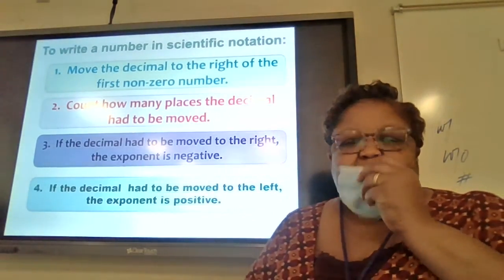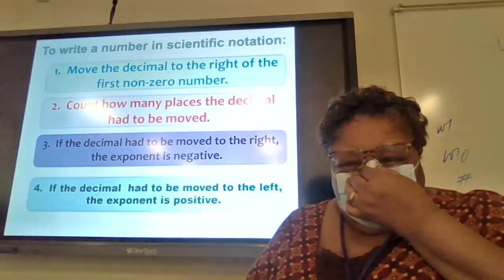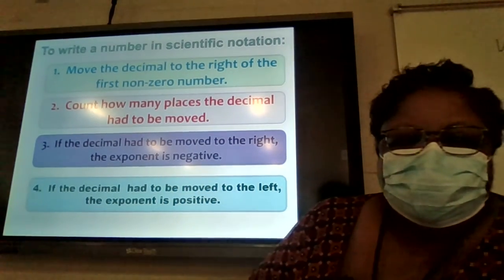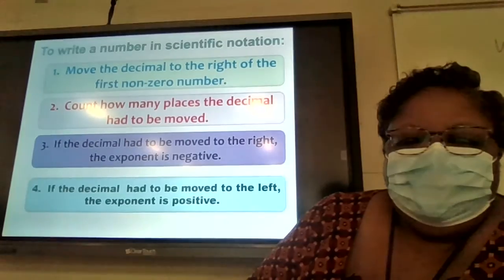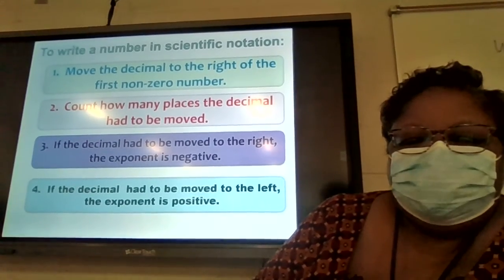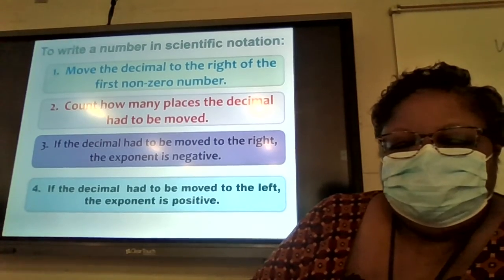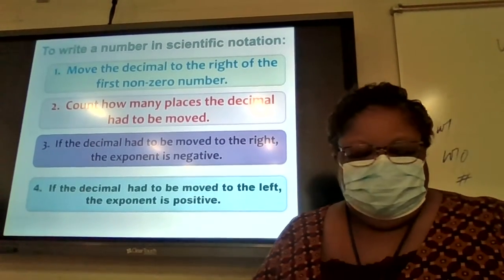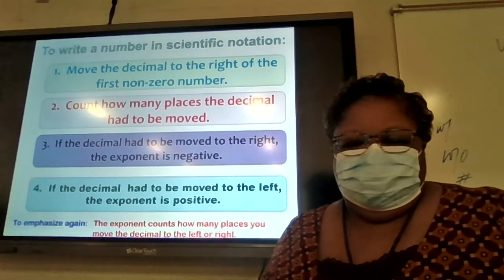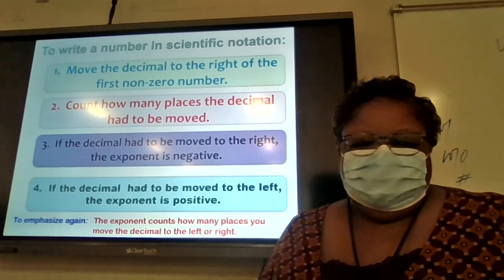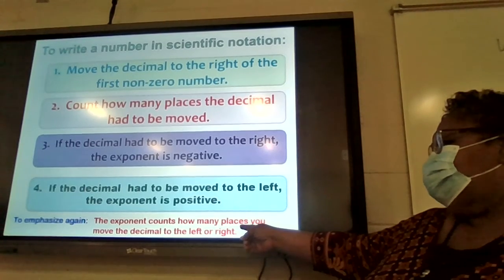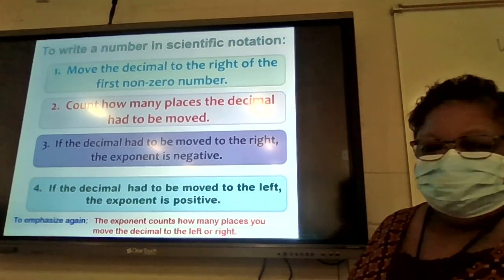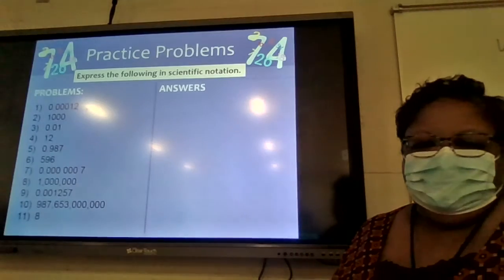Again, the steps are: move the decimal to the right of the first non-zero number, count how many places the decimal has to be moved. If you move it to the right, your exponent is negative. If you move your decimal to the left, your exponent is positive. And to emphasize again, the exponent counts how many places you move the decimal to the left or the right.